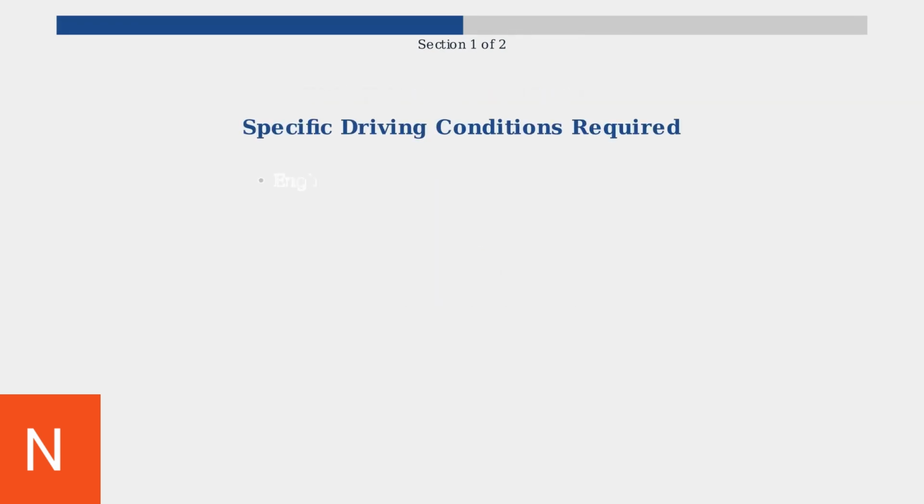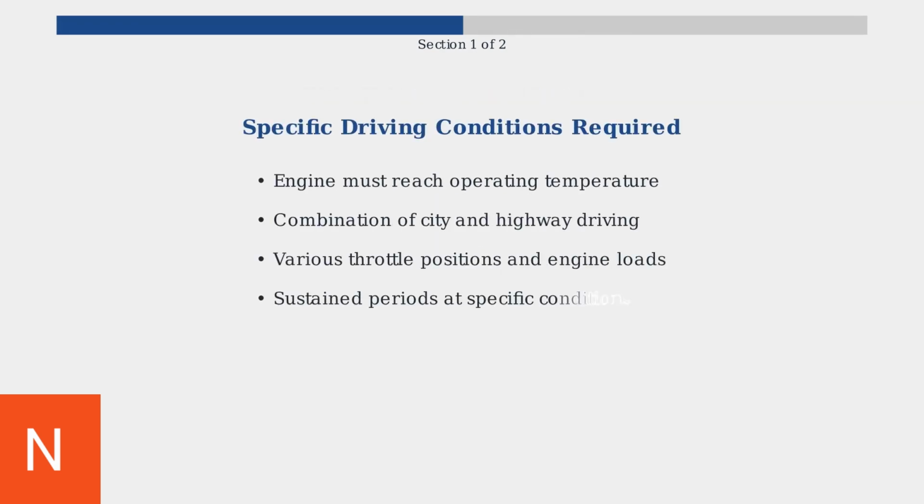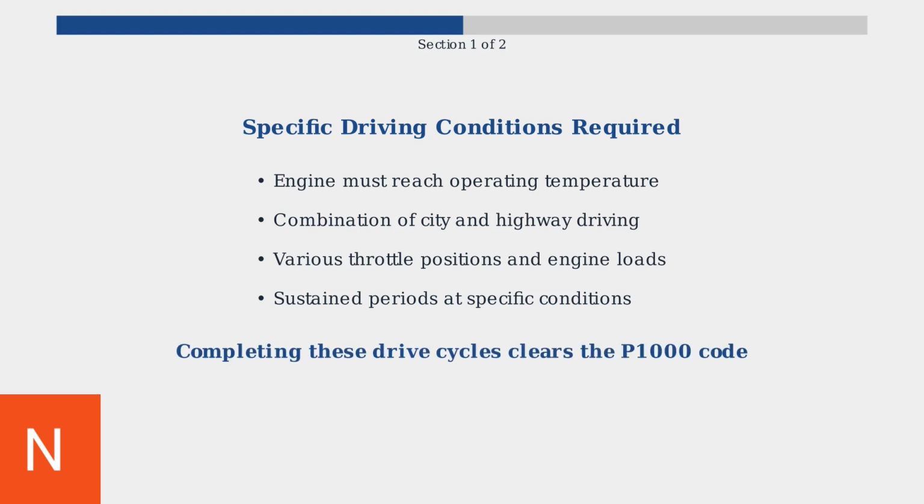Each monitor requires specific driving conditions to complete its diagnostic cycle. The engine must reach operating temperature, and you need a combination of city and highway driving with various throttle positions and sustained periods at specific conditions. Understanding the P1000 code is the first step to resolving it. Once you complete the proper drive cycles that allow these monitors to run their diagnostics, the P1000 code will clear and you'll be able to pass your emissions test.